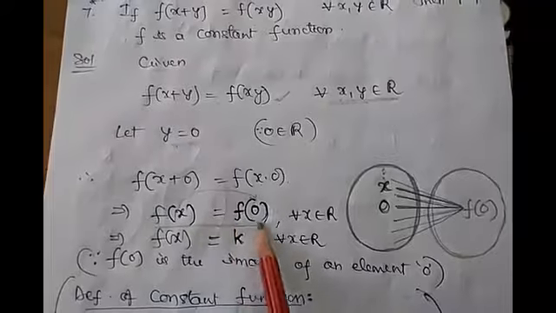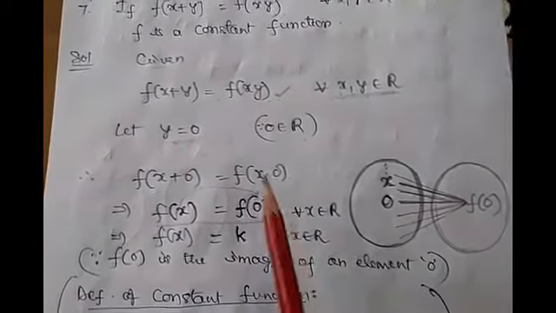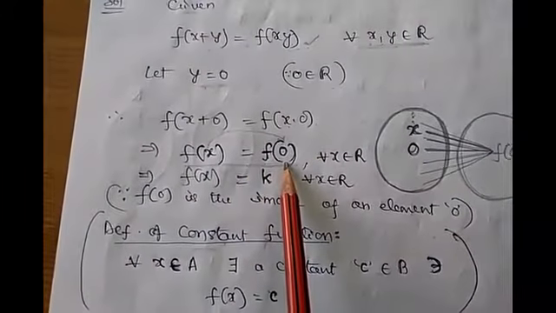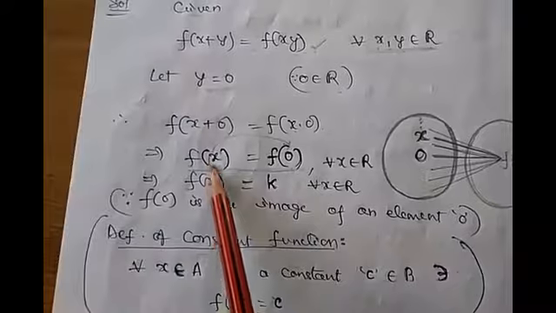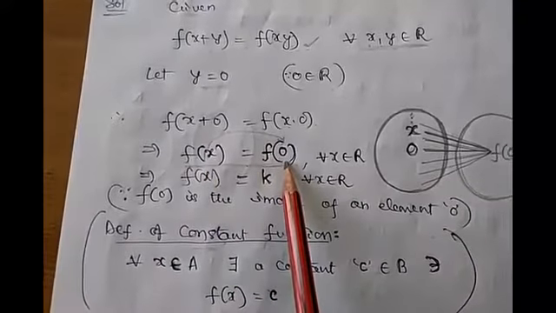This is true for every x belongs to R. Let us observe this. f of x is equal to f of 0 means what? The image of x is f of 0.